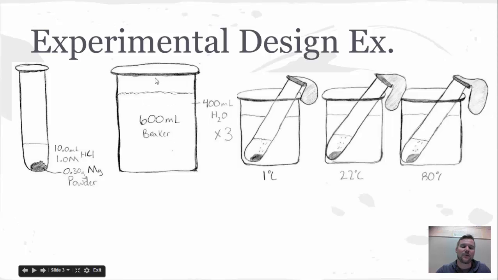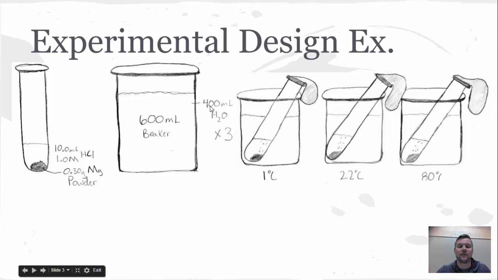Then the water bath is also going to be controlled. It's going to have controlled variables. There's going to be 400 milliliters of water in a 600 milliliter water bath. And we're going to do that 3 times, so 3 different water baths, each with 400 milliliters. Again, these variables that are being held constant are called the controlled variables.